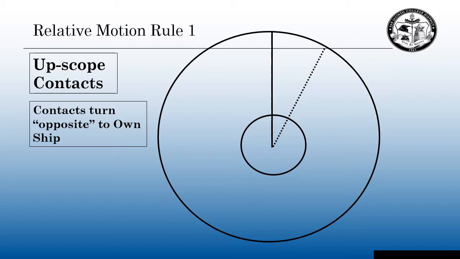Before I get started, let's define what an upscope target is and what a downscope target is. Everything is in relation to our heading flasher. So an upscope target, with the heading flasher heading north, is anything heading in this direction: up the scope. Conversely, a downscope target would be any contact moving in this direction.